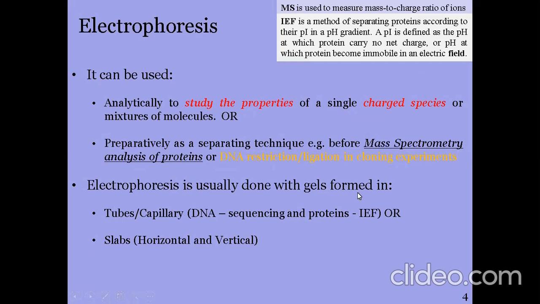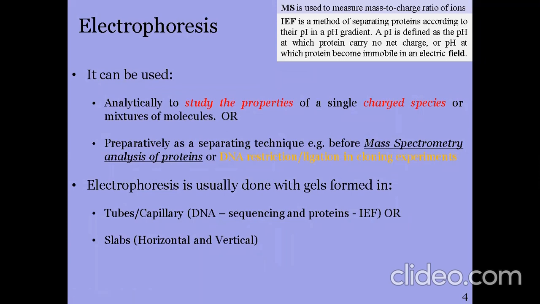Electrophoresis is usually done with gel formed in tubes. So electrophoresis can be done in tubes or capillary. For example, DNA in sequencing and proteins can be done in isoelectric focusing. What actually is isoelectric focusing? Isoelectric focusing is a method of separating proteins according to their pI, meaning the isoelectric point.